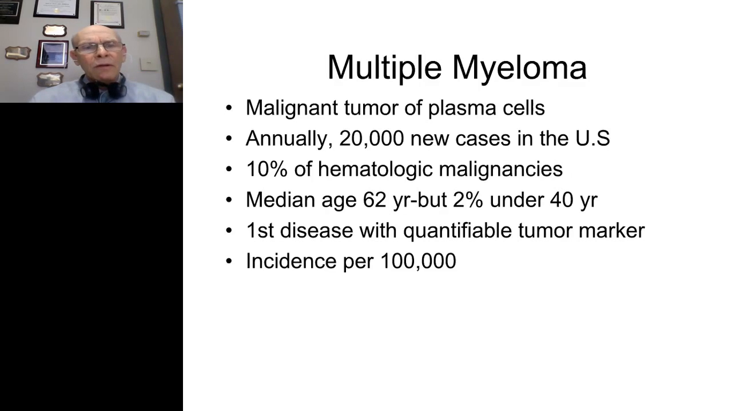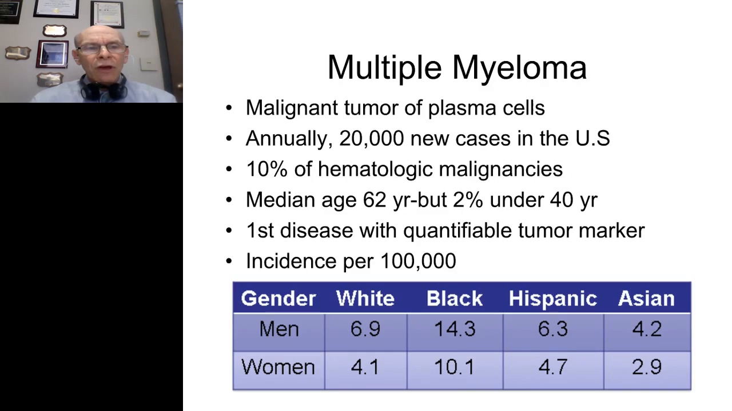The M-protein that we detect in multiple myeloma was in fact the very first measurable tumor marker discovered over 150 years ago. The incidence of multiple myeloma varies depending on gender, with men having a higher incidence than women, and also by race, with blacks having a higher rate than whites or Hispanics, and Asians having the lowest overall rate. The fact that there are differences based upon race and gender, along with familial occurrence of the disease, implies that there is a genetic component to multiple myeloma.